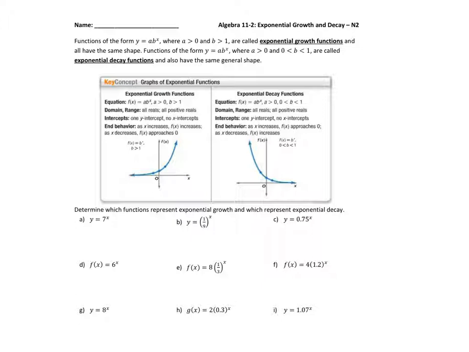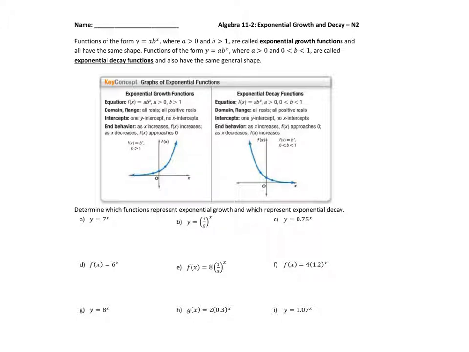Okay, so functions in the form y equals a times b to the x, where a is greater than 0 and b is greater than 1, are called exponential growth functions. So we're now identifying exponential functions as two separate categories, one where it is growth and one is decay.